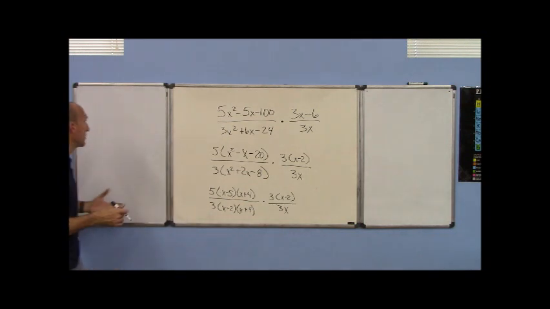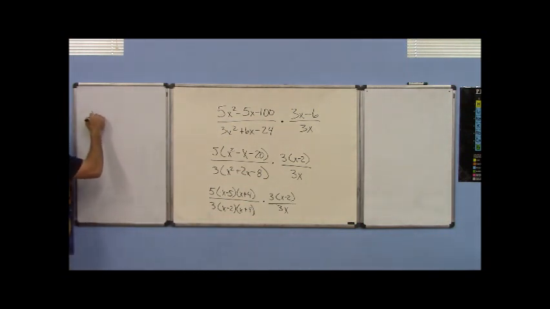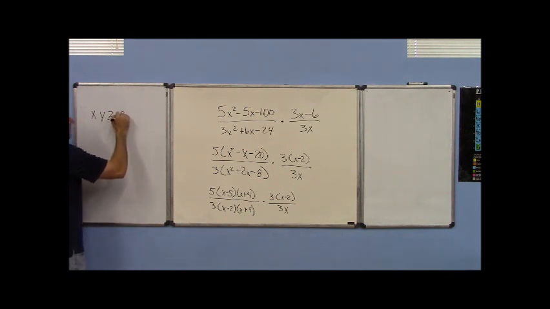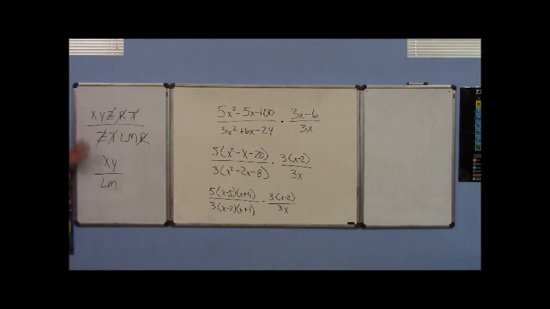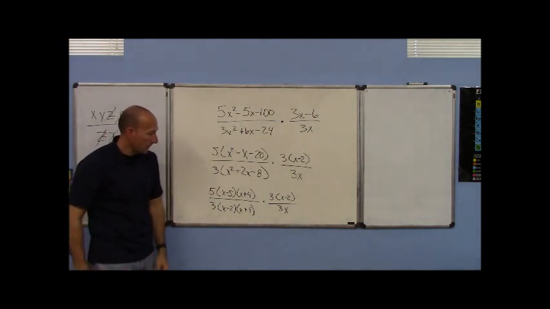This is very similar to if you have x, y, z, r, t, and then you have z, t, l, m, r. Factor out what's common. Well, we can factor out the z, the t's, and the r's, and what's left over is x, y over lm. Does everybody see how that happens? We're doing the same exact thing down here.